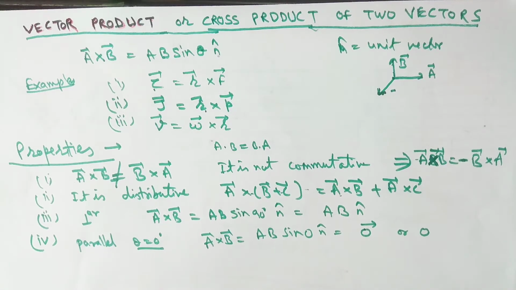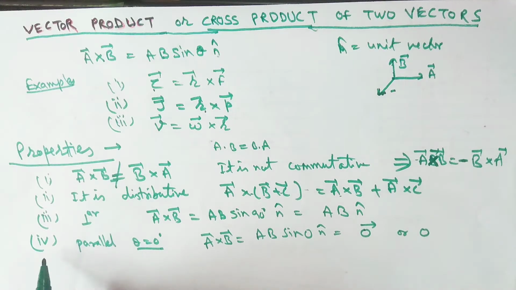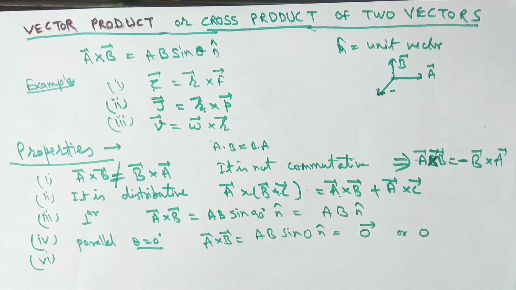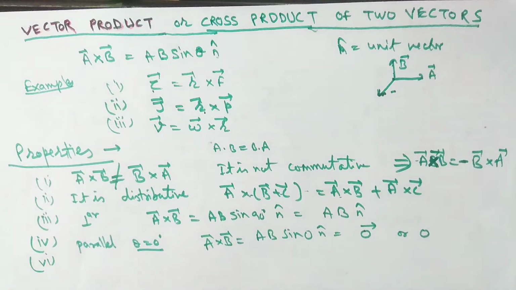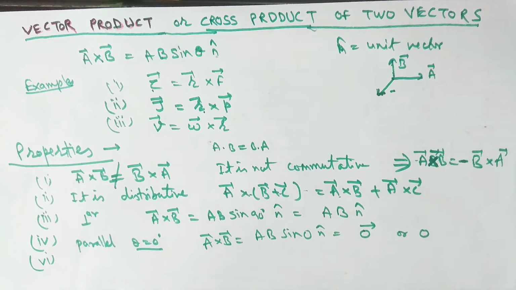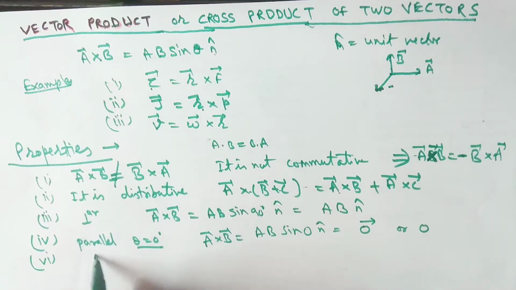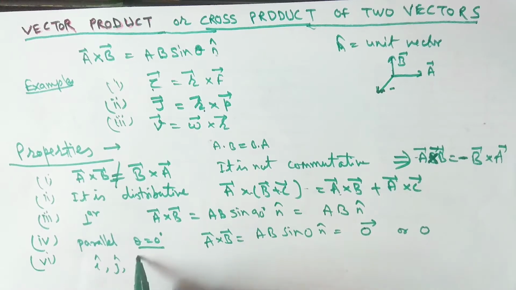Now students, come to another important property about the orthogonal unit vectors, you know, i, j, k. So i cap, j cap and k cap have the following relation.